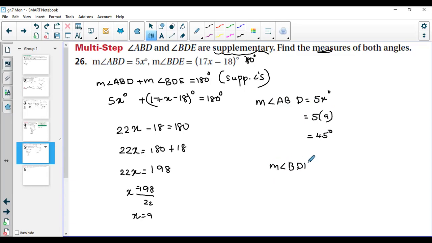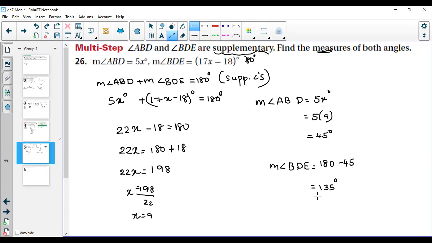You could find that in two ways. Either you substitute the value of x here and find it out, or you know that both of them are supplementary. So you can simply subtract 45 from 180, because already we found one angle, it's 45. So you subtract this from 180, you are going to get 135 degrees.